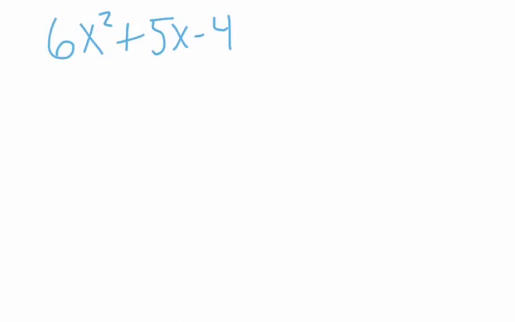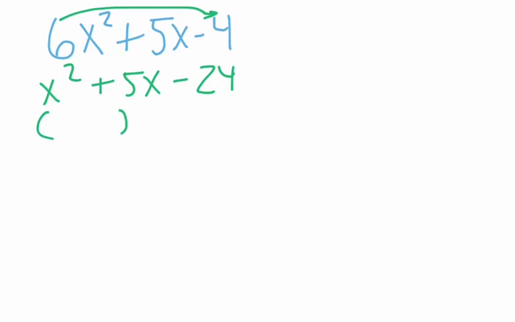Slide and divide is used when you have a leading coefficient other than 1. So we take the 6, we slide it down using multiplication. 6 times 4 is 24. Then we factor as usual. So we look for two numbers that multiply to negative 24 but add up to 5. Some of you come up with those numbers really, really fast because you know your times tables really well. Others of you take a little bit longer.